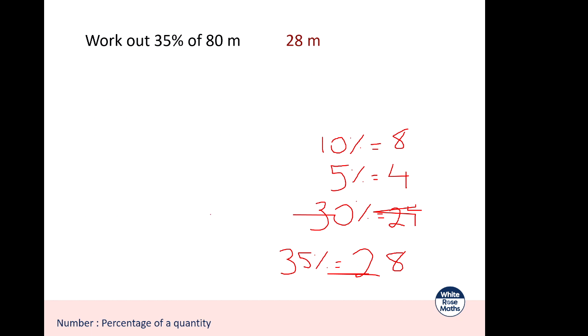0.35 times 80, and it would also give you 28. Yes, that is correct, spot on. This is if it was a calculator paper, because of means multiply, and obviously that is the decimal 0.35.